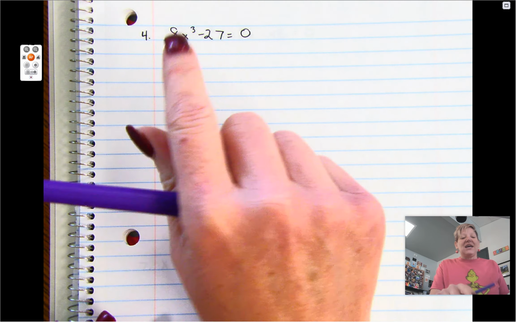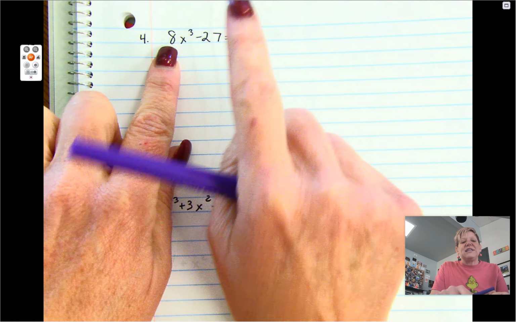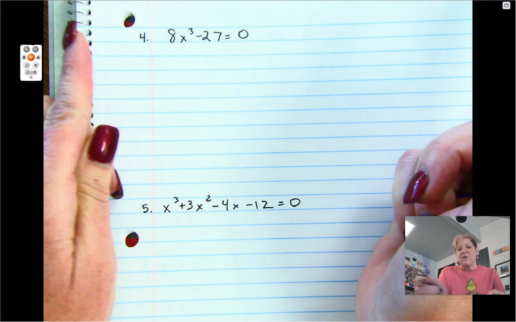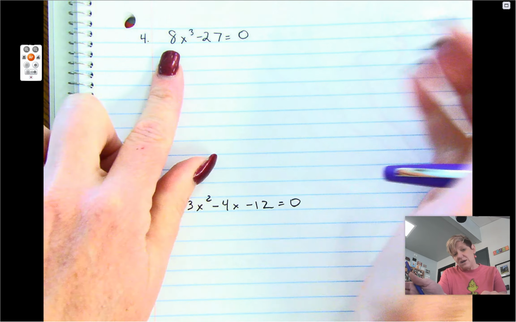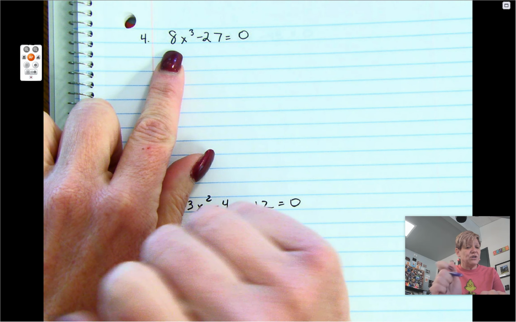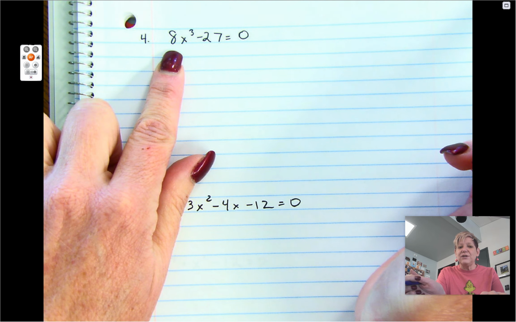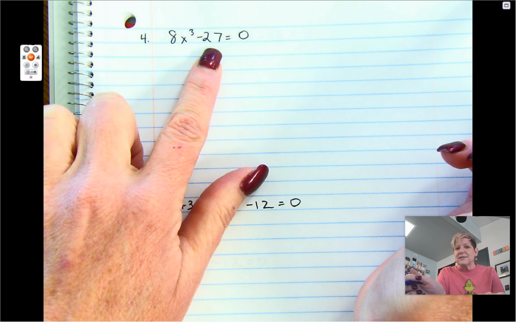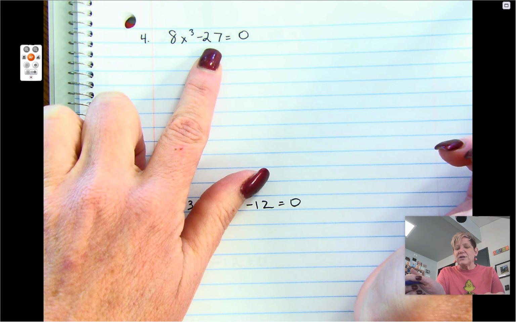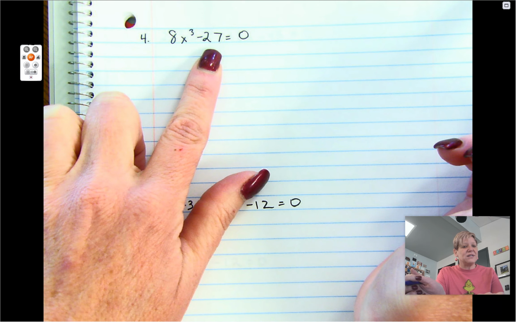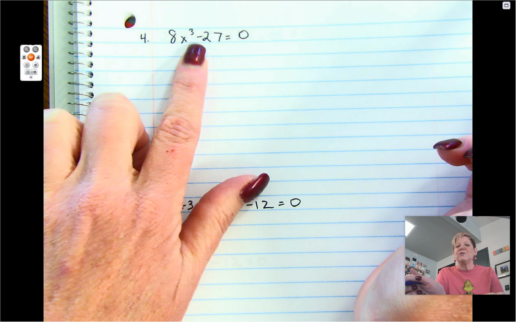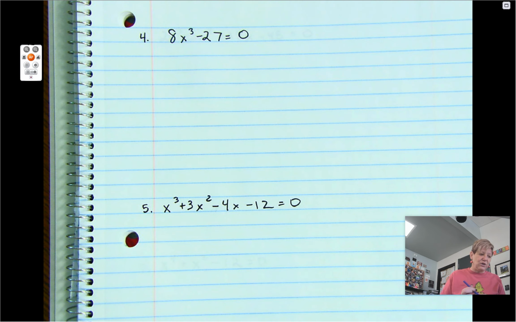So, GCF, is there any number that goes into 8 that goes into 27? No. Is 8 a perfect square? No. Is 8 a perfect cube? 2 times 2 times 2 is 8. So 8 is a perfect cube. What about 27? Is 27 a perfect cube? 3 times 3 times 3 is 27. So 27 is a perfect cube. So this is a difference of perfect cubes.